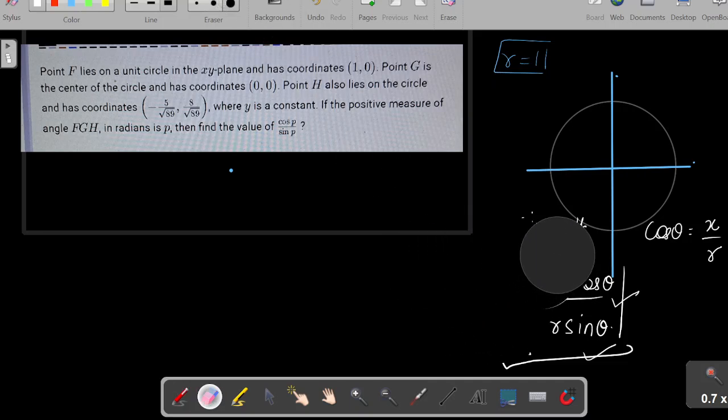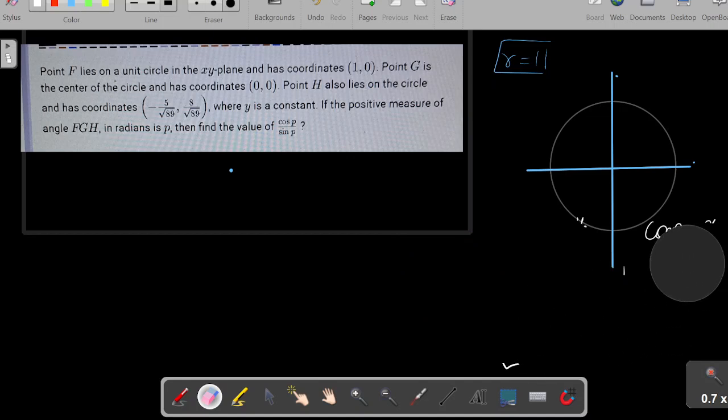So I'm erasing this. In the question, they are saying that G is the center point, right? So let me write G here. This is (0, 0). And there is a coordinate which has the point (1, 0). What is the name of that point? F. Let's say F is here, (1, 0). Okay, the radius is 1. So I can say this is (1, 0).